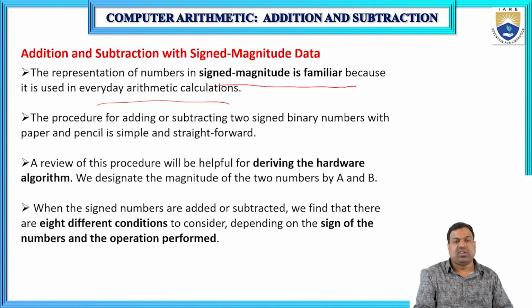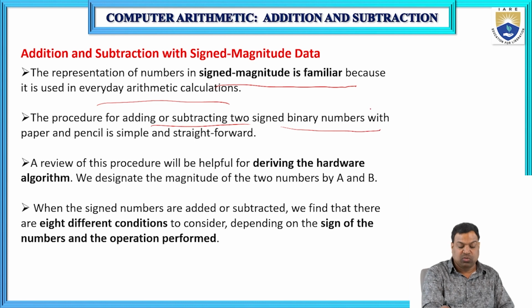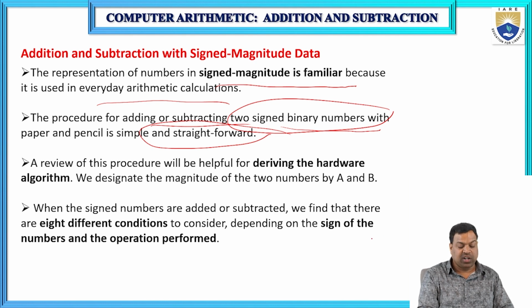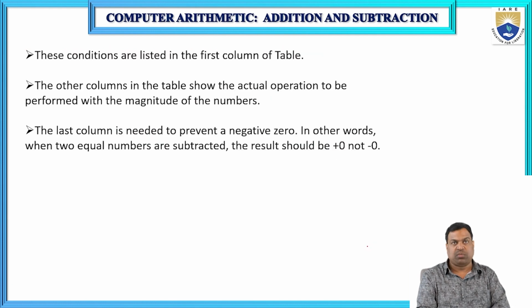And the procedure for adding and subtracting two signed binary numbers is simple and straightforward. When I'm going for adding and subtracting two signed binary numbers, it is easy. And deriving the hardware algorithm, we designate the magnitudes of the two numbers A and B. When the signed numbers are added and subtracted, we find there are 8 different conditions, depending on the sign of the numbers and the operation performed. So these conditions are the following.